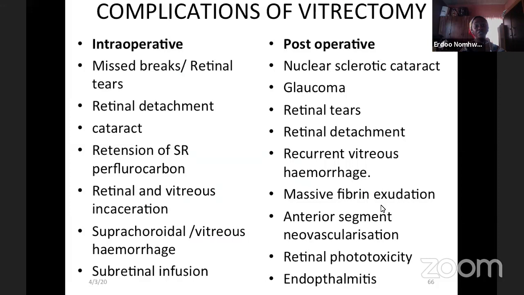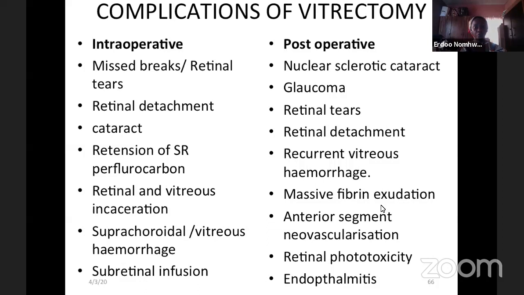So the intra-op, you can actually miss a break, or while you're doing the surgical procedure, you can cause another retinal tear, and then you have a detachment. You can inadvertently touch the lens, and then you have a cataract, as the lens may become opaque. There could be retention of subretinal perfluorocarbon, instead of the perfluorocarbon, you can have it retained. Then you can have a retinal and vitreous incarceration at your points of entry into the vitreous. You can provoke a hemorrhage, that's suprachoroidal or vitreous, and then you can have subretinal infusion.